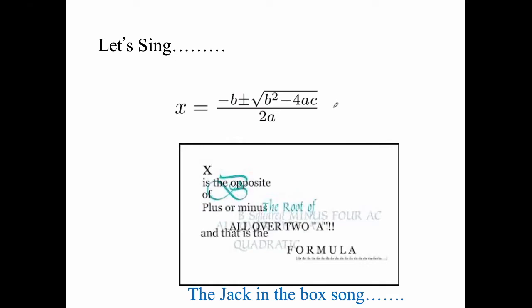There's the equation again. And there is a song for it. X is equal to negative b plus or minus the square root of b squared minus 4ac all over 2a. Practice that. You'll never forget it.